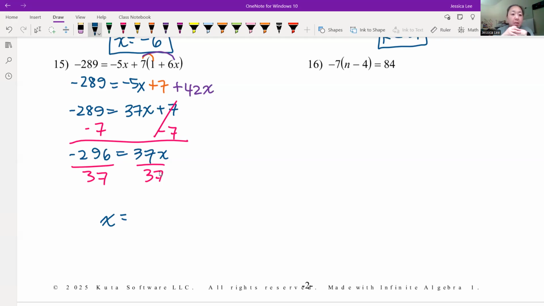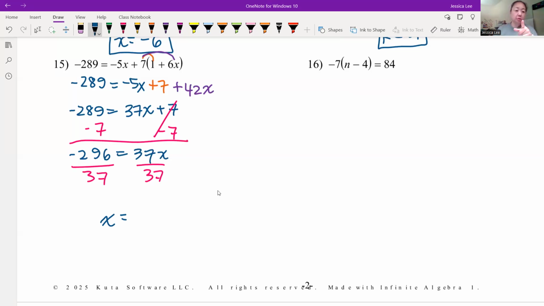Okay, 289 and negative 5 plus 7, and that's going to be 42. 42 minus 5x is going to be 37x. And then I'm going to subtract 7 on both sides. And I get 196, 296. Yeah.